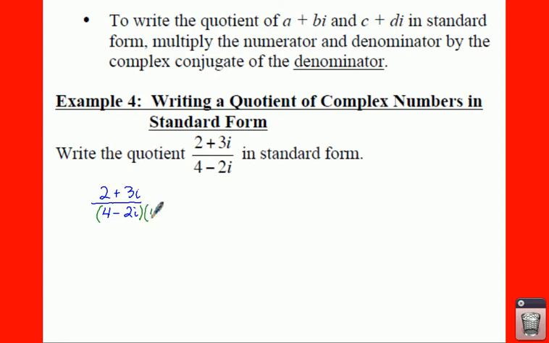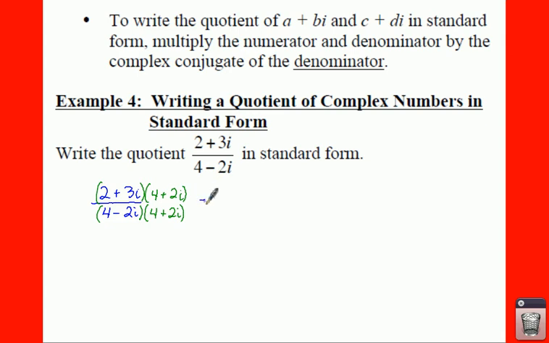of the 4 plus 2i, anytime you multiply by a conjugate, you're not going to have any i's left in your answer. So if you have a 4 minus 2i on the bottom, you need to multiply top and bottom by a 4 plus 2i.